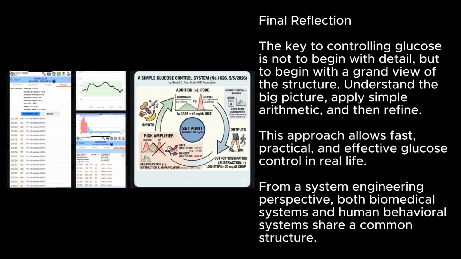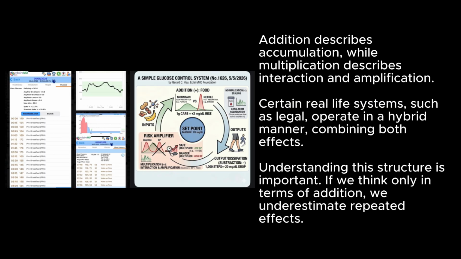Both biomedical systems and human behavioral systems share a common structure. Addition describes accumulation, while multiplication describes interaction and amplification. Certain real-life systems, such as legal systems, operate in a hybrid manner, combining both effects. Understanding this structure is important.